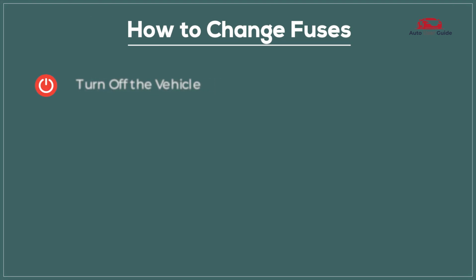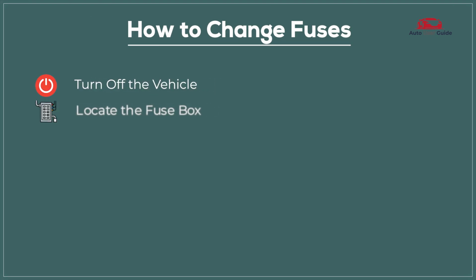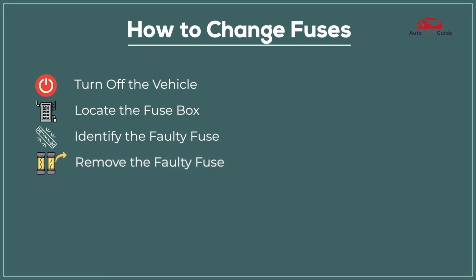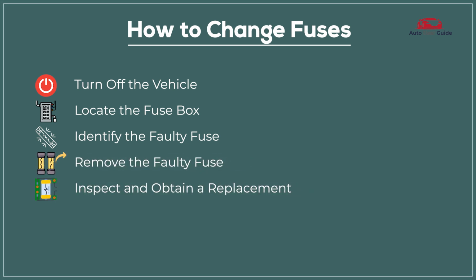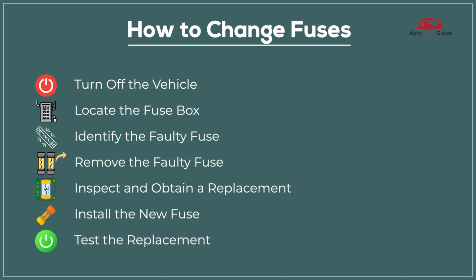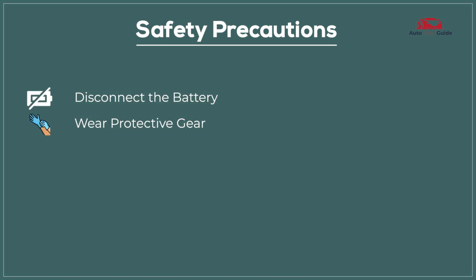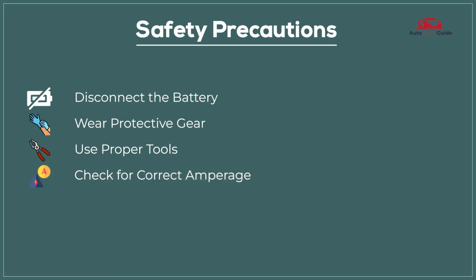How to change fuses. Turn off the vehicle, locate the fuse box, identify the faulty fuse, remove the faulty fuse, inspect and obtain a replacement, install the new fuse, test the replacement. Safety precautions: disconnect the battery, wear protective gear, use proper tools, check for correct amperage, avoid water exposure.